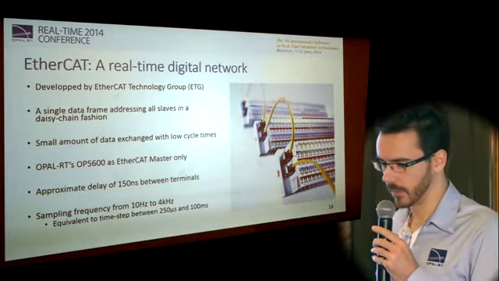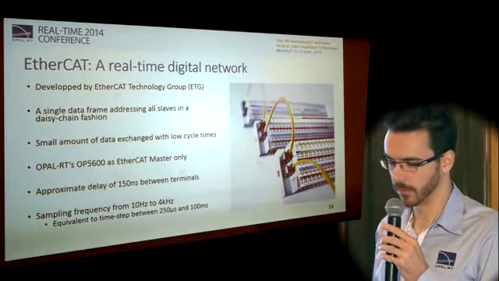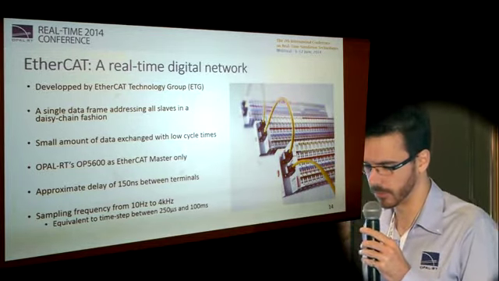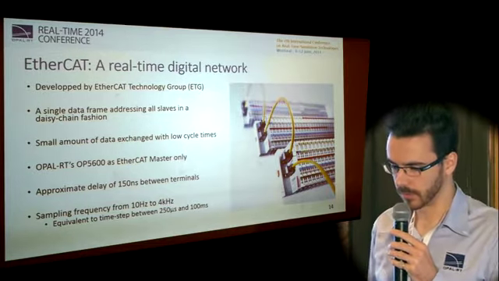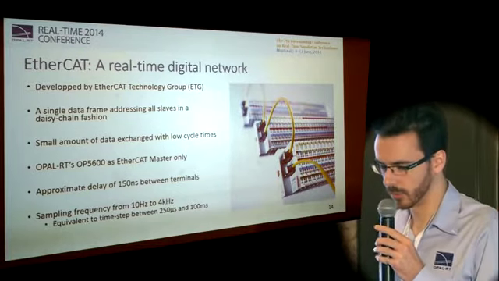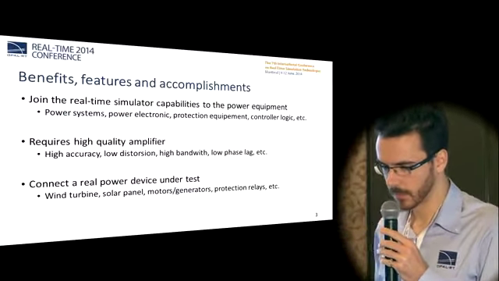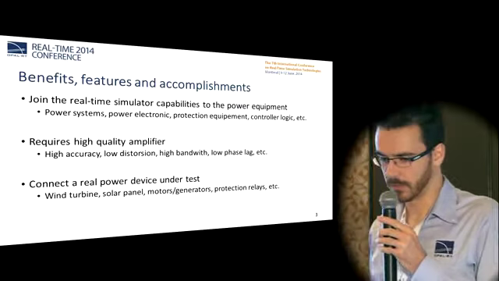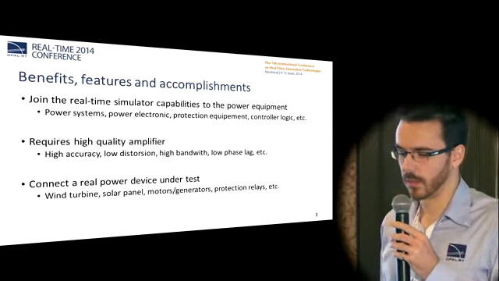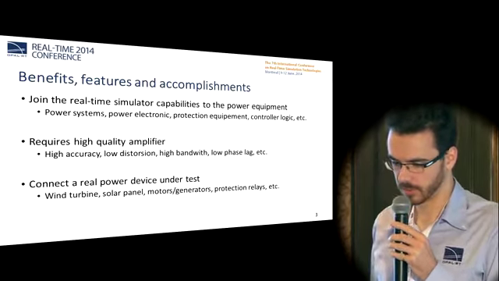Another thing you have to take into account while working with this protocol is that you're going to have a delay of 150 nanoseconds between each EtherCAT terminal you're using. And you can work with a sampling frequency going from 250 microseconds to 100 milliseconds for your real-time simulation. So the big benefit of using EtherCAT is that it permits you to drive many devices in a slow loop system that can go in the milliseconds, but also in the hundreds of microseconds.